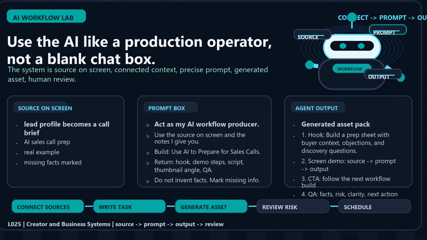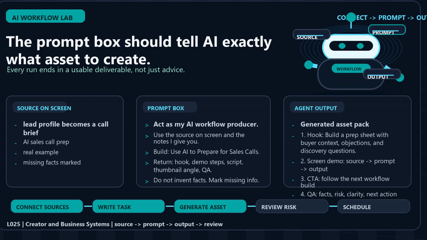Third, write the prompt like a production request: act as my AI workflow producer, use the source on screen, use AI to prepare for sales calls, return the hook, demo steps, script, thumbnail angle, and quality checks. That is the system. Source, context, prompt, output, review. It is simple, but it is much stronger than asking for a random idea.